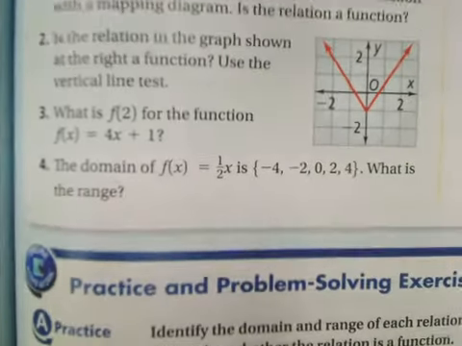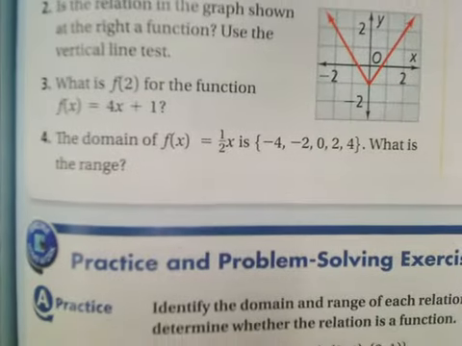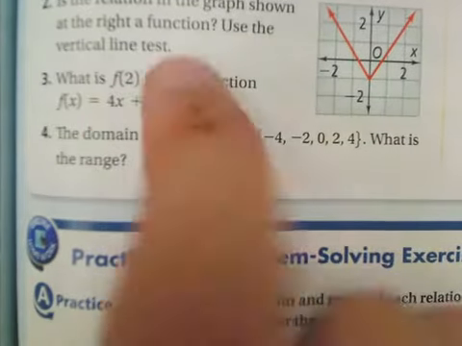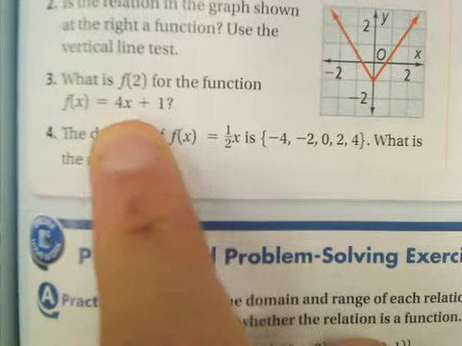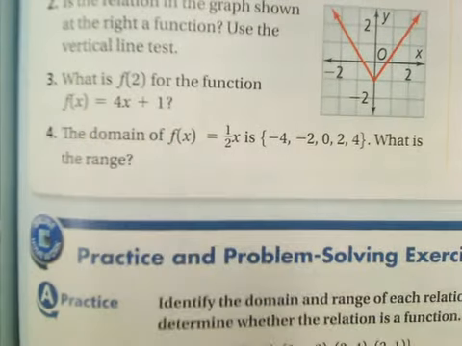Okay. Number 3, it says, what is f of 2 for that function? So you put in 2 for x, 4 times 2 is 8, plus 1 is 9.